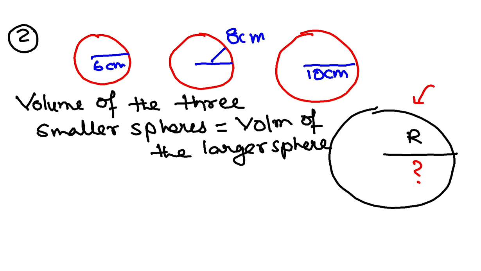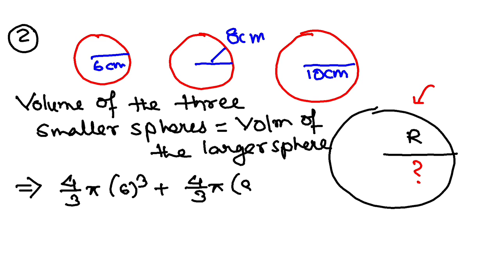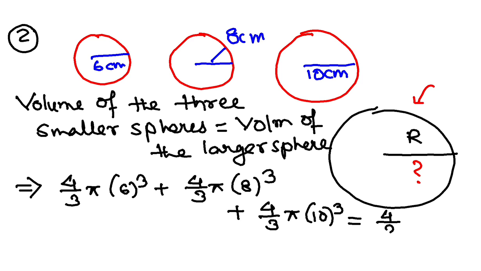The volumes of the 3 small spheres combined to become the large one, isn't it? So now for the first one, 4 by 3 pi r cube, r is 6, so 6 cube, plus 4 by 3 pi r cube with 8 cube, plus 4 by 3 pi 10 cube. And for the larger one, what will it be? 4 by 3 pi capital R cube.